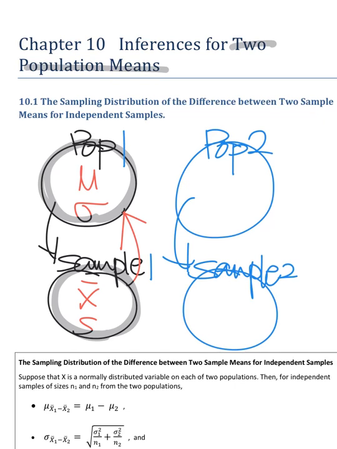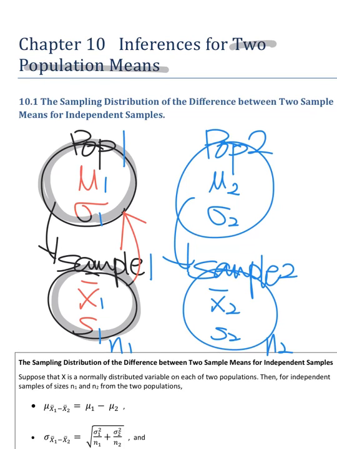X bar 1 in sample number 1, S1 in sample number 1. Mu 1, sigma 1. Mu 2, sigma 2. X bar 2, S2. Additionally, we take N1, N2, for the sample sizes. Everything is paired.